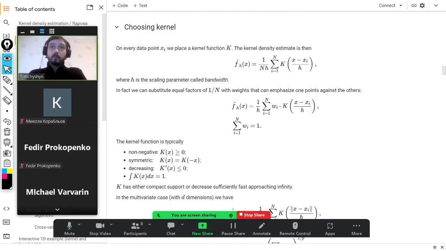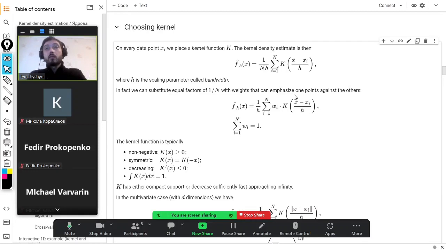So now, on every data point xi, we place the function k that is the kernel. So here is an example of KDE performed for a data set. Here you see that each kernel is translated to its appropriate point. It is scaled by its bandwidth h, and these are some sort of coefficients to make everything, let's say, integrate to 1. So in fact, we can substitute some equal factors of 1 over n with widths, and we can emphasize one point against another point.